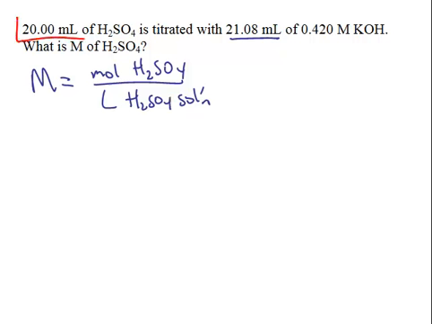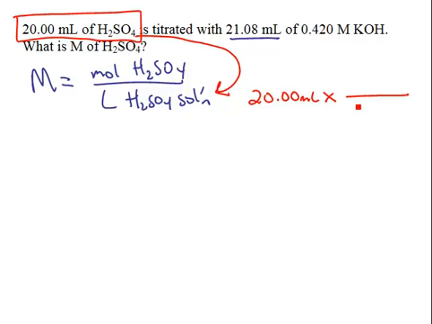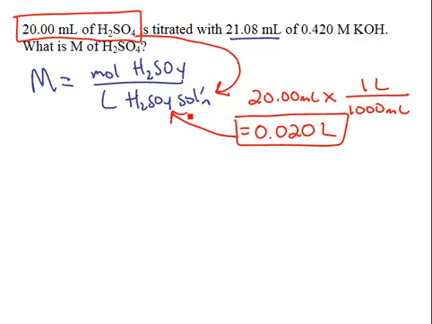The information you know about the sulfuric acid is that it's 20 milliliters. 20 milliliters we can turn into liters. There are 1,000 milliliters in a liter, so again, for a milliliters to liters conversion, you move the decimal over to the left 3 places, and you're going to get 0.020 liters of solution. So this is the denominator.